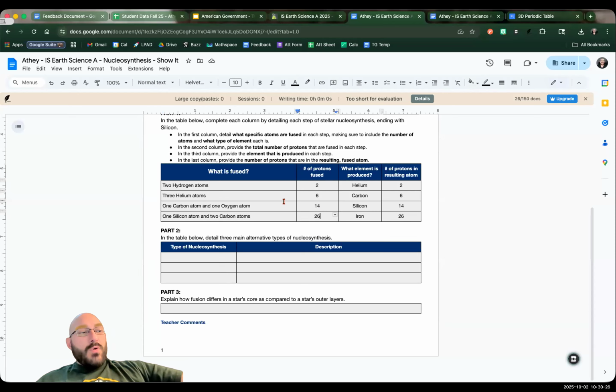What's really important is that we understand that as we fuse together the smaller atoms, we get bigger and bigger atoms, and those fuse together until we run into iron. And the number of protons we smash together should be the same as the number of protons we end with.